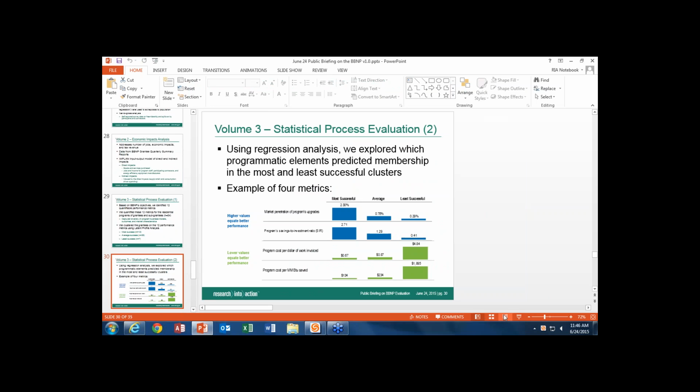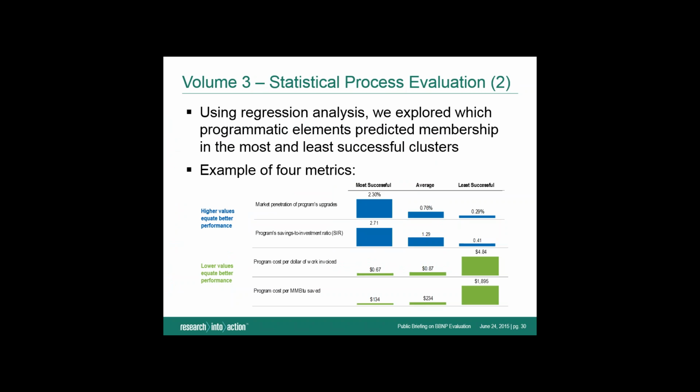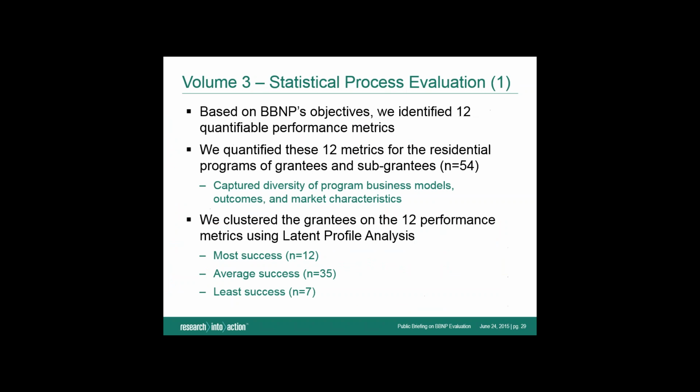Okay, let's look at this slide here. This talks about our methods for doing the process. So this jumps to the intermediate part. Let me just explain this and then I'll back up. Based on the BB&P objectives, we identified 12 performance metrics that we could quantify. And these metrics were driven off of grantee reporting to DOE. We could quantify these metrics for 54 grantees and sub-grantees for their residential programs.